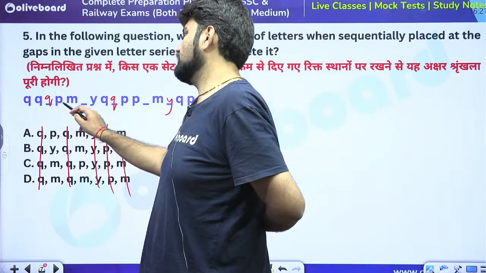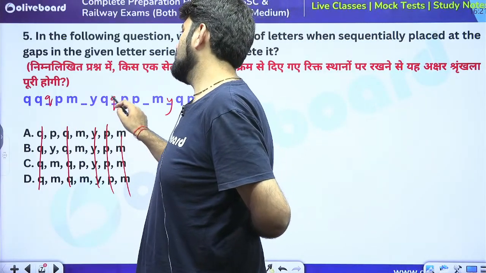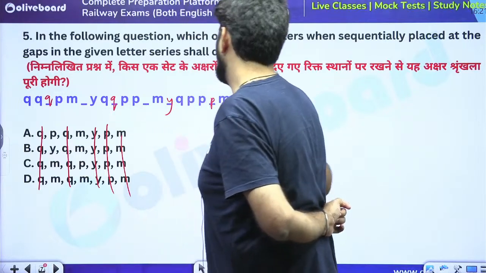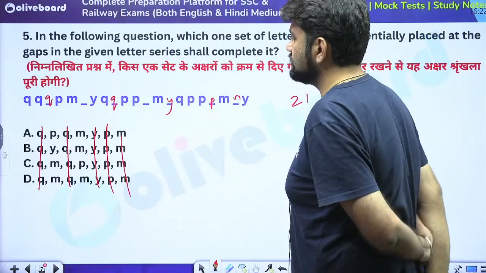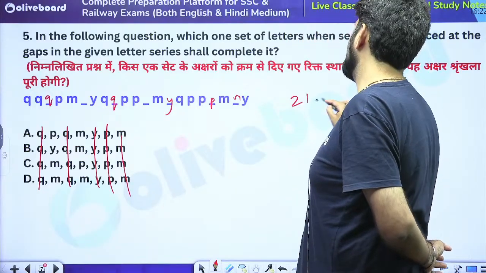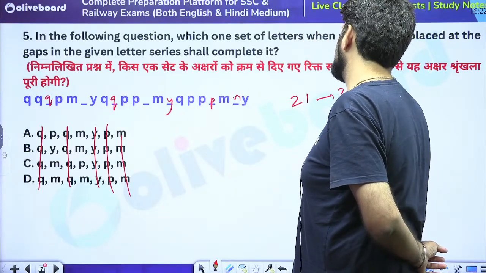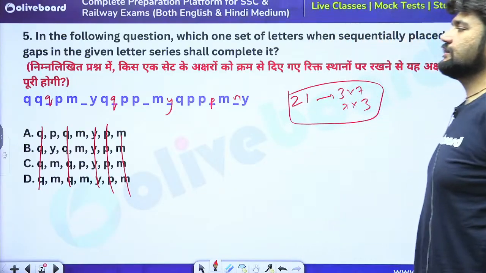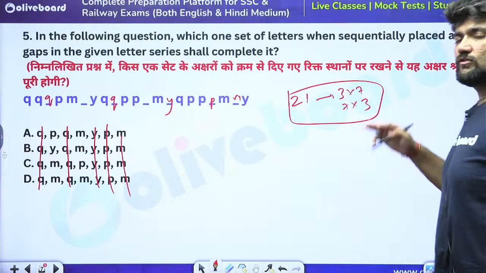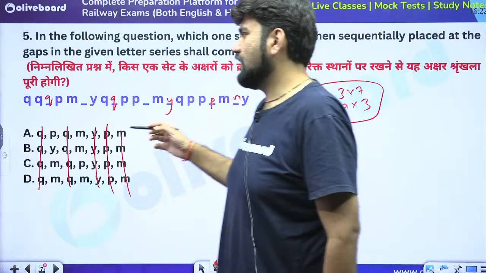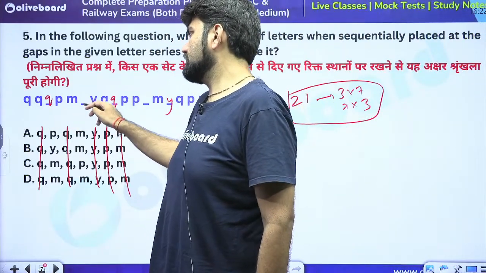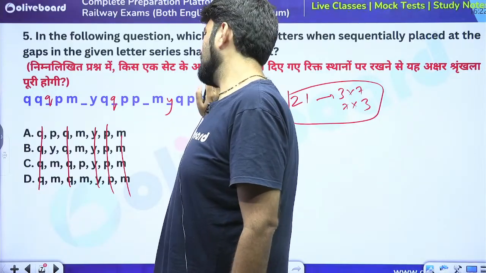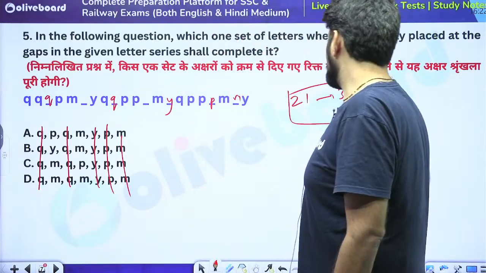the number of letters. So 3, 4, 5, 6, 7, 8, 9, 10, 11, 12, 13, 14, 15, 16, 17, 18, 19, 20, 21. Now 21 will be represented as 3 into 7 or 7 into 3. That's the best repeat pattern it can get, nothing else. Either it can be 3 into 7. So we can have sets of 3 repeating 7 times, but that makes less sense. QQQ, PM something, YQQ, PP something, MYQ, PPP, MMY, not making sense. So what seems to be true is 7 into 3.